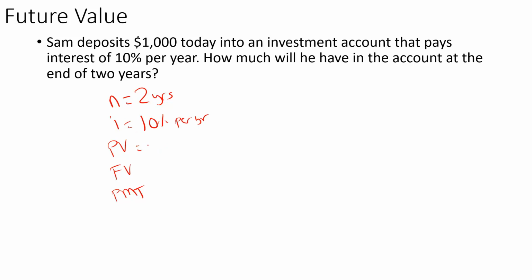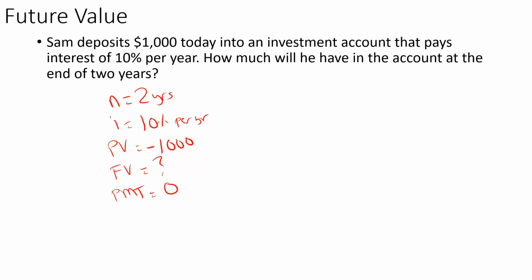Our PV is what we're starting with, what we're going to have in the present. So we're going to make this negative 1,000. Why negative? Because the calculator needs things in terms of inflows and outflows. If it's a cash inflow, we'll make it a positive number. If it's a cash outflow, money coming out of our pockets, we'll make it a negative number. So since Sam is depositing this money, cash is coming out of his pocket, we're going to make it negative 1,000. We're solving for future value. We want to know what we're going to have in the account in the future. And for now, we'll let payment equal 0.